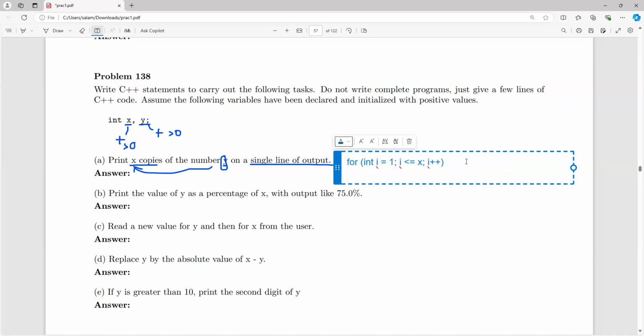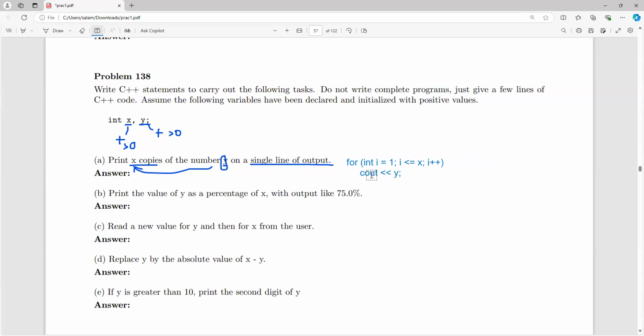So what will we do? We would do cout Y. There you go. And that's your line of code. Okay. Does anyone have any questions about this? Everyone good?